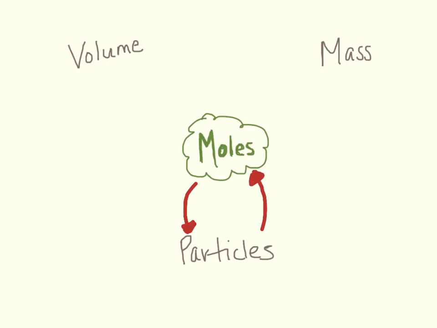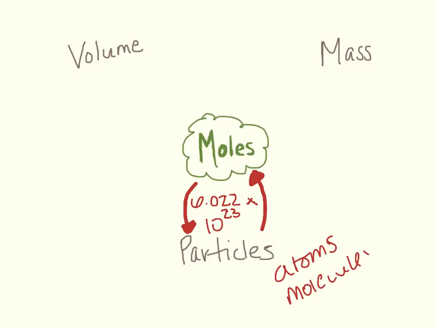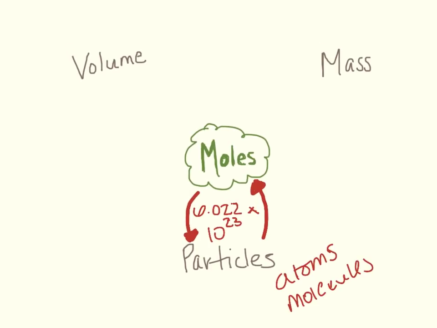And you'll remember Avogadro's number is 6.022 times 10 to the 23rd of something, anything, doesn't matter what it is. When we're using Avogadro's number, you'll remember particles, if we're dealing with elements, means atoms. And if we're dealing with compounds, that means molecules. So when we're dealing with particles of any type, we're going to be using 6.022 times 10 to the 23rd.